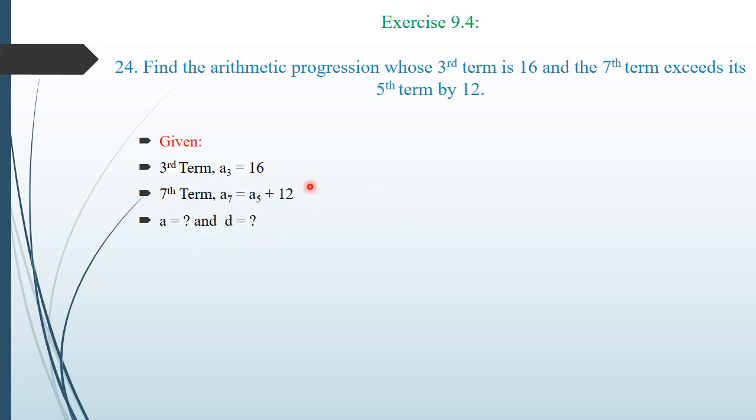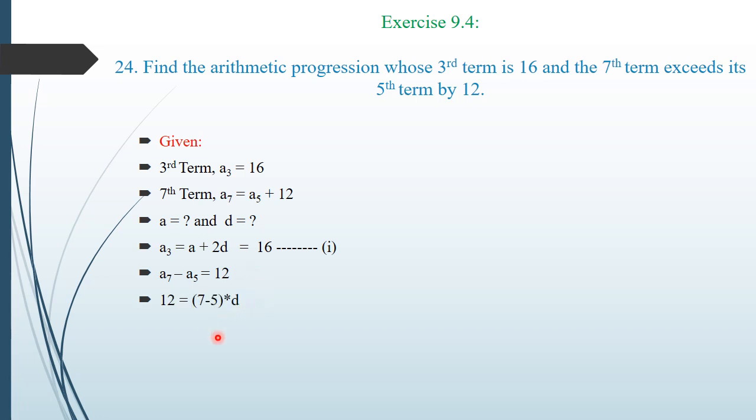Now making use of these two given data, in order to write an arithmetic progression I need the first term and also the common difference. Using the first data, a3 I can write as a plus 2d, that is nothing but 16, and the seventh term, that is a7, is equal to a5 plus 12. I can write this as a7 minus a5 is equal to 12. Now in the very first question of this part of exercise 9.4, I told that an minus ak can be written as (n minus k) into d.